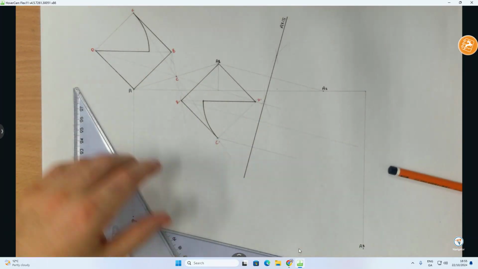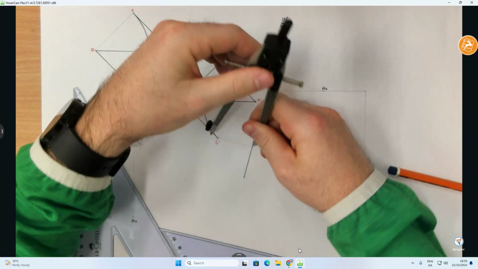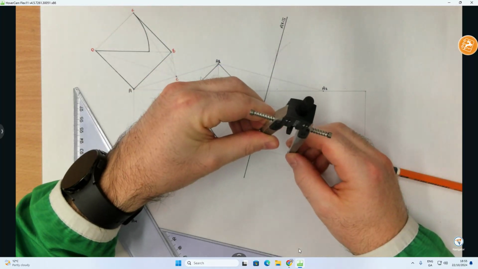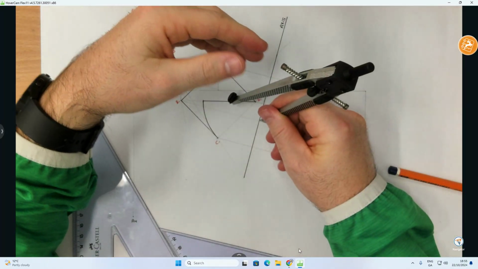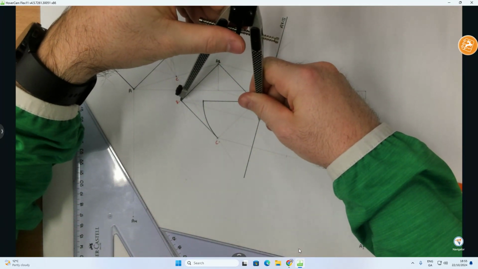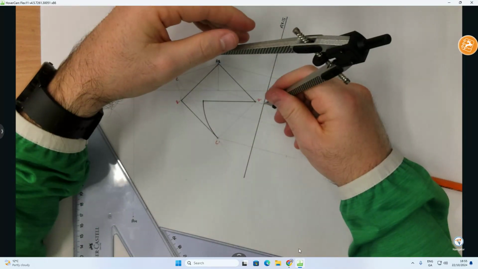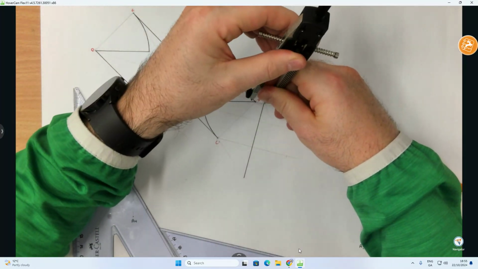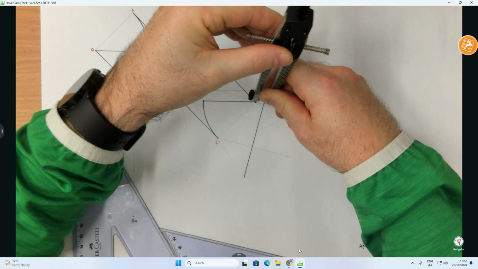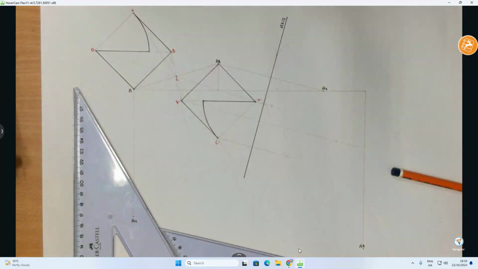And what do I do then to complete it? I take the distance for each point, so I'm going to start with C here. Take the distance from the axis to C, mark it out. That will now be C2. The axis to B, it's always the perpendicular distance. That will be B2. And this one's nice and small here. This one here then is D2.